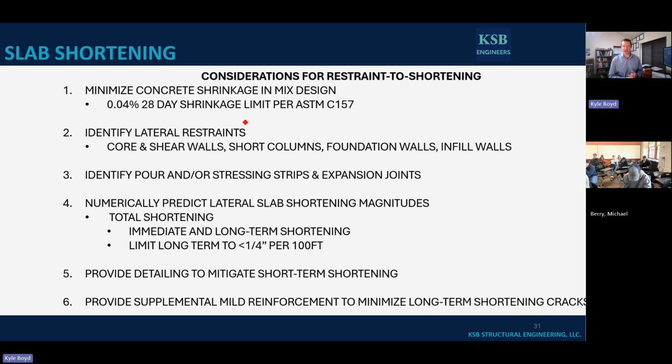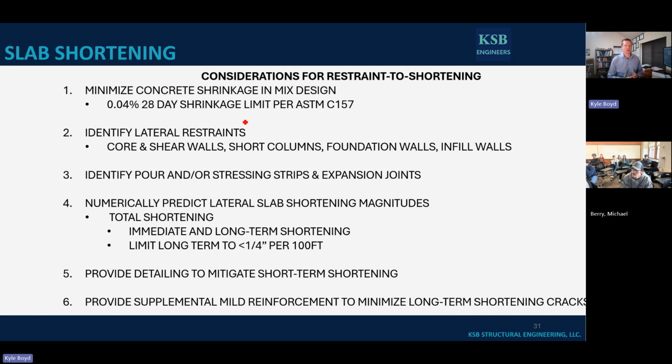Second one is that PDF. Remember I said earlier, print out a PDF and look at where everything is. I've now gone through that PDF and I've identified where are my lateral restraints: shear walls, those short columns, foundation walls, infill walls. Maybe I put a CMU wall in there that I didn't think was going to be a lateral restraint, it was just a firewall. Oops, it tied in. I go and identify those. I go and identify, do I need pour strips or stressing strips based on how long the slab is? You know, I showed you guys that graph of here's how long you can go without an expansion joint, here's how long you can go without doing a pour strip. I've kind of figured that out.